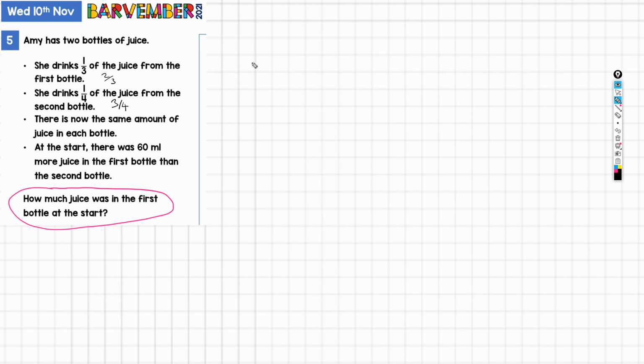Okay, so what we're going to do is draw 2 bars. That's for bottle number 1. This is for bottle number 2. Now I'm going to represent what's left. I'm going to draw 2 equal size blocks. That represents what's left, the 2/3 that's left.